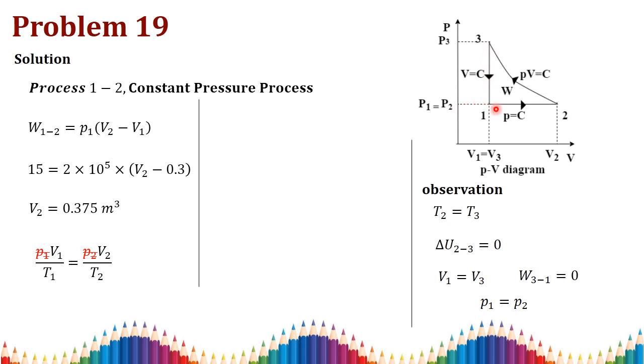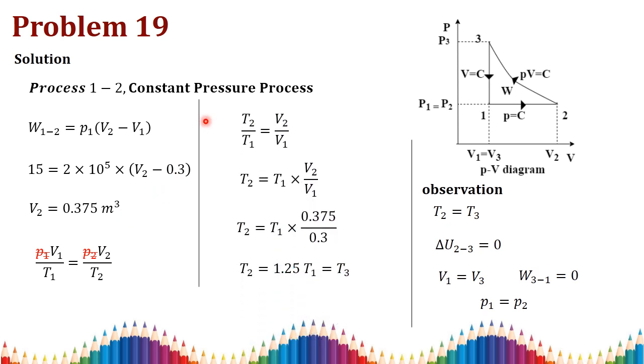In process 1 to 2, pressure P1 is equal to P2 since it is a constant pressure process. For that, work done is equal to P dV, that is P into (V2 minus V1). With this relation, I am finding out V2 here. Then I apply the PVT relation for a constant pressure process. You will get T2 by T1 is equal to V2 by V1, so T2 is equal to T1 times V2 by V1. But here mass is not given and R is also not given, so we can't find T1. So keep the relation as T2 is equal to 1.25 T1.